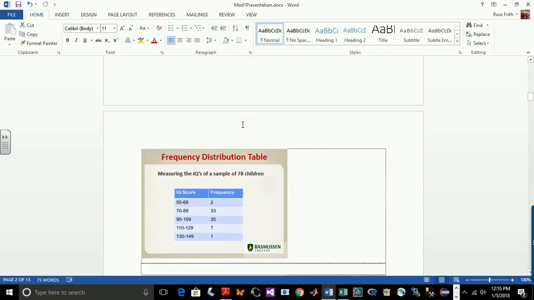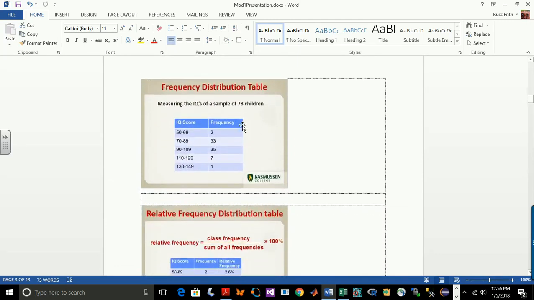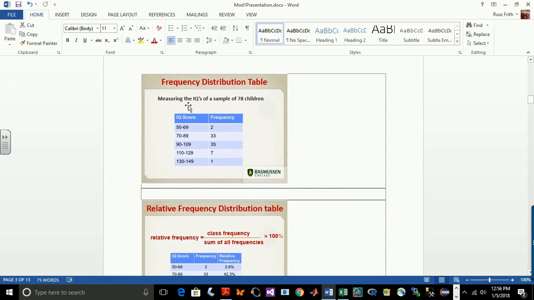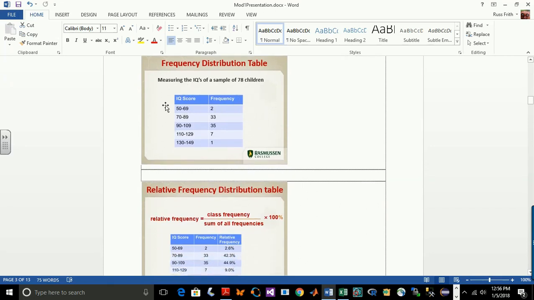Now let's talk about frequency distribution tables. Suppose you want to measure the IQs of a sample of 78 children. So in the first column we have IQ score: 50 to 69, 70 to 89, and so forth. These are the ranges of IQs. In this particular sampling, 2 children were observed to have an IQ between 50 and 69. 33 children were observed to have an IQ between 70 and 89, and so forth. And notice that 1 child was observed to have an IQ between 130 and 149.